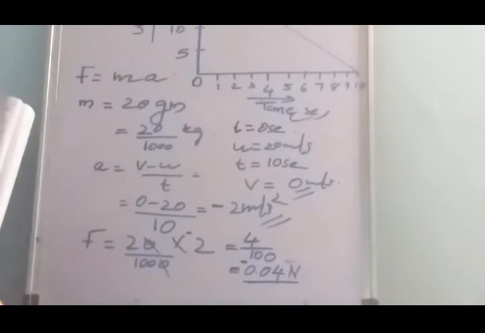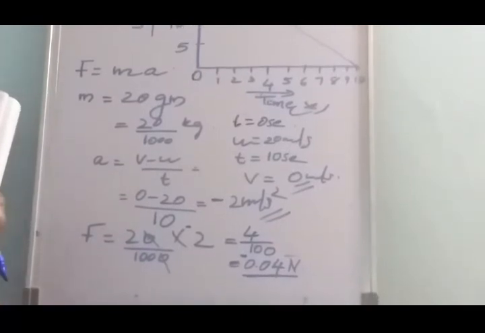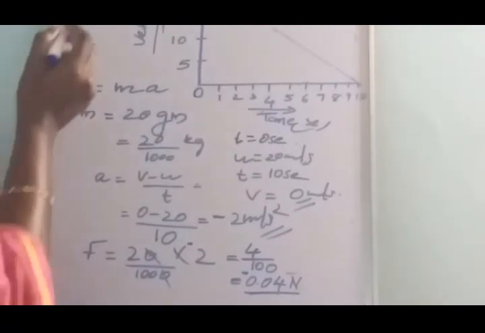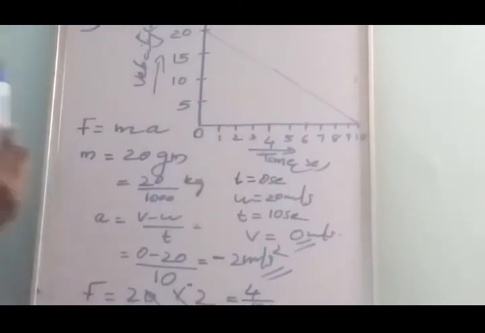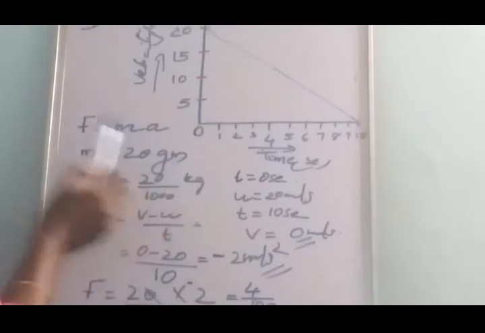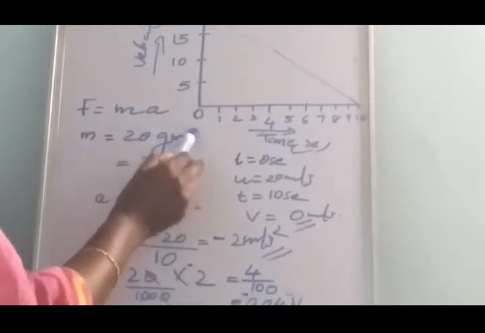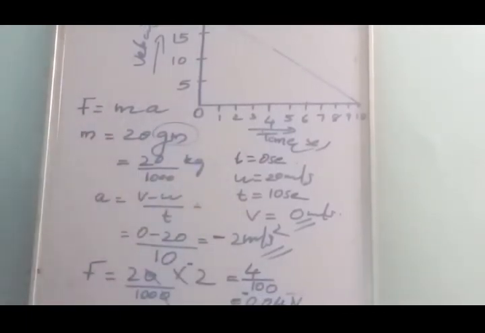Here the velocity time graph of a ball of mass 20 gram is given. Actually this is the velocity time graph of the ball. The mass of the ball is 20 gram. We have to convert it into kilogram. You know how we can convert: divided by 1000, that is 20 divided by 1000 kg. That is the mass of the ball. Then we have to find the force exerted by the table on the ball.